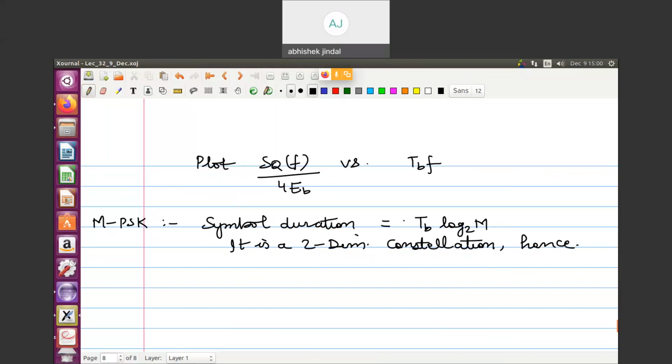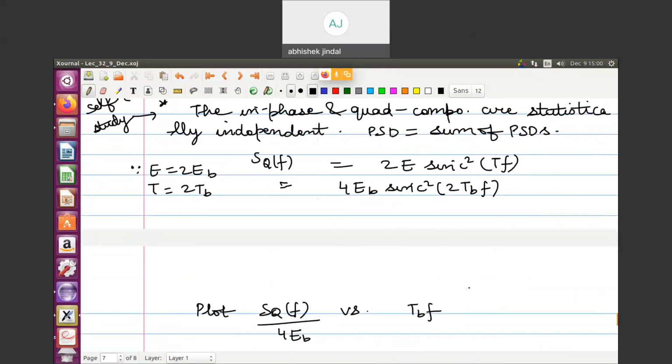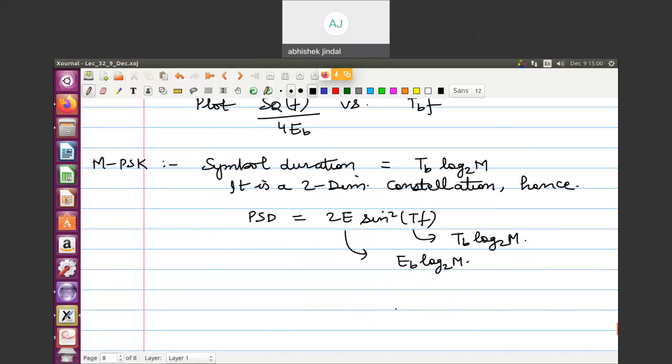Hence the addition logic will come. So we will get the same twice of E sin square T into F, but things will change. So PSD is equal to twice of E sin square T into F, where T is nothing but TB log 2M, and E is what? This you must know, it is EB into log 2M, because each bit is of energy EB. So you are basically collecting log 2M bits together to create one symbol. So this is your PSD.